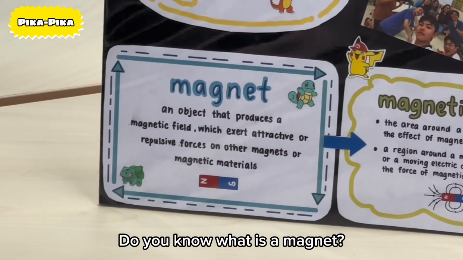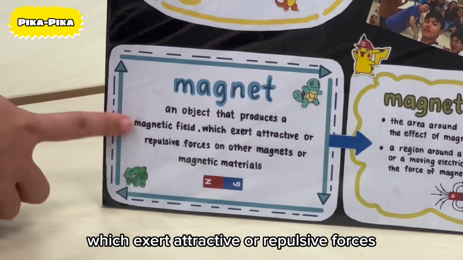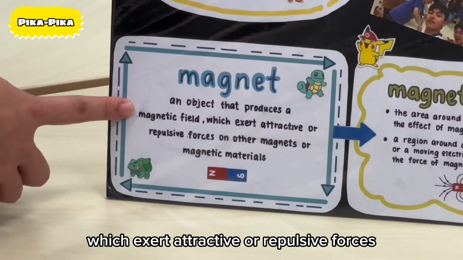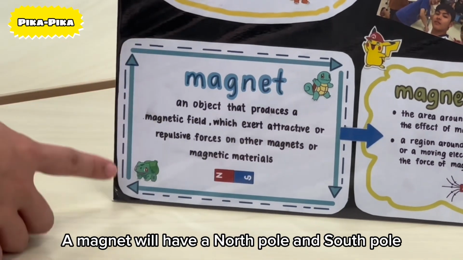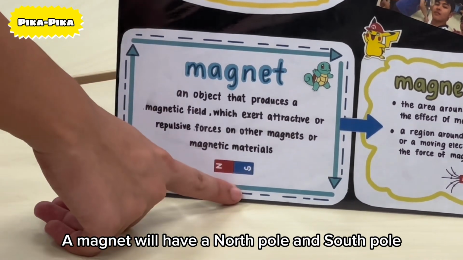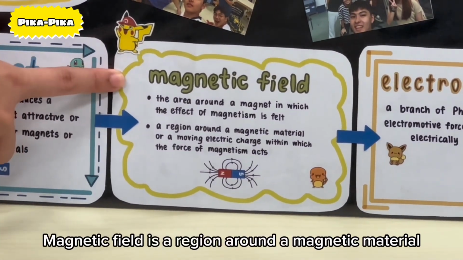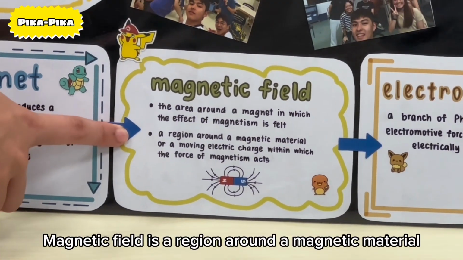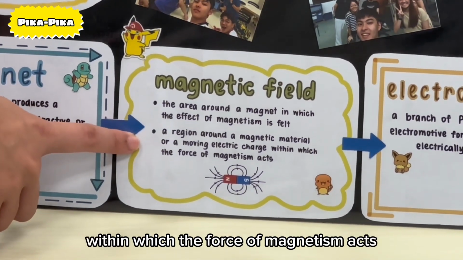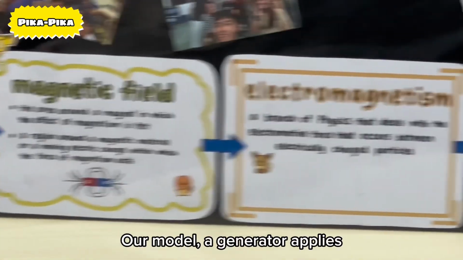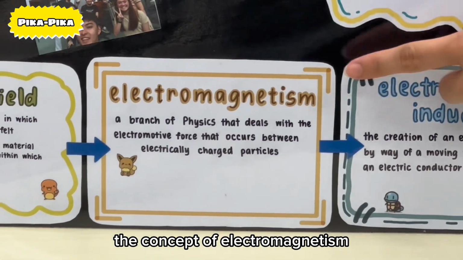Do you know what is a magnet? Magnet is an object that produces a magnetic field which exerts attractive or repulsive forces on other magnets or magnetic materials. A magnet will have a north pole and south pole. A magnet itself will have magnetic field. Magnetic field is a region around a magnetic material or a moving electric charge within which the force of magnetism acts. Our model, a generator, applies the concept of electromagnetism.